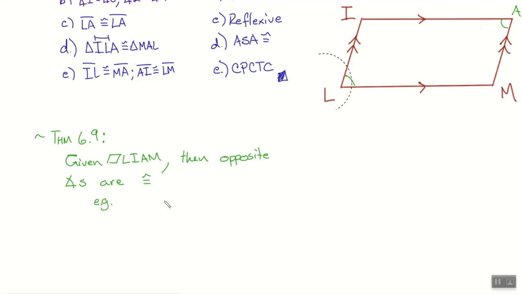Opposite angles are congruent. Which means if we're looking at Liam here, for the parallelogram that we drew, angle L is congruent to what angle again? Angle A. And I'm going to use this fancy symbol here instead of my normal one. And what is angle I congruent to? I is congruent to angle M. And we would prove this the exact same way. Just add the diagonal. If we see the triangles are congruent, then the angles must be congruent.